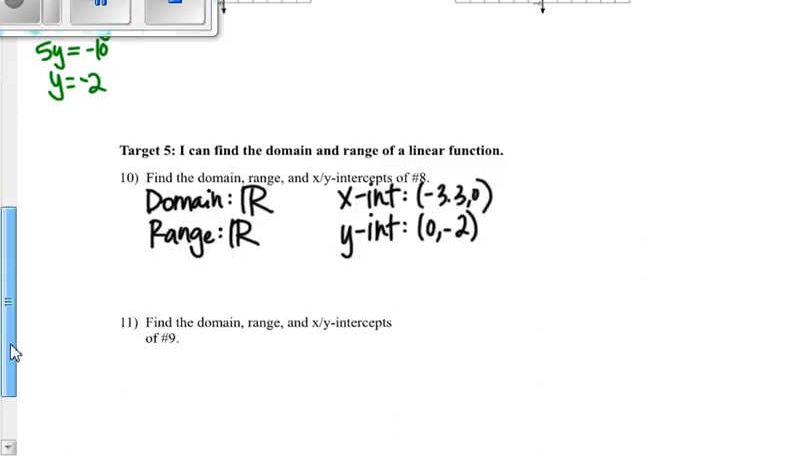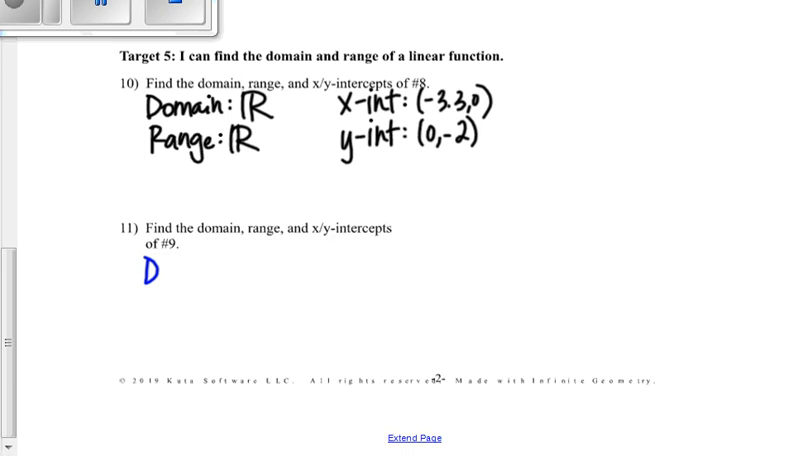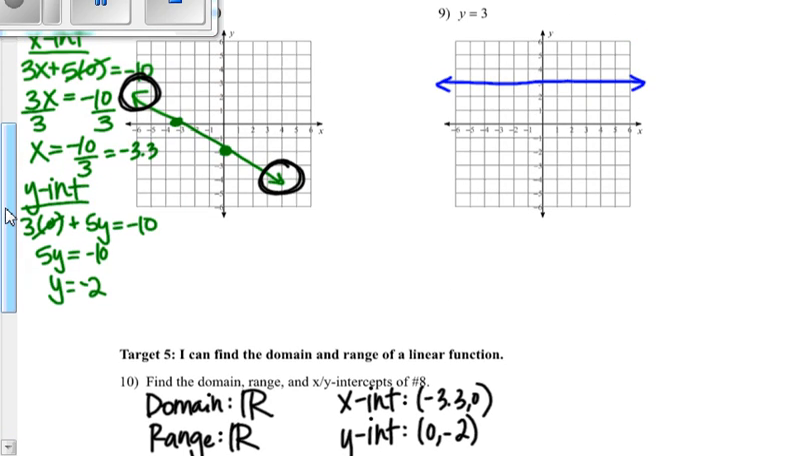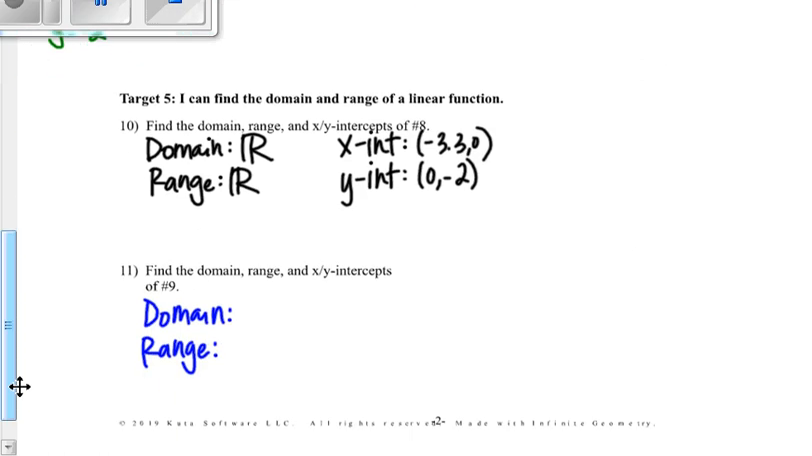Doing the same thing for number 9, so I'm going to go ahead and write domain and range, and then we'll look at it. So let's take a look at our line here on number 9. So domain, how far to the left and right? Look at your arrows. How far to the left and right are they going? They're going forever to the left and right, so all real numbers for domain.